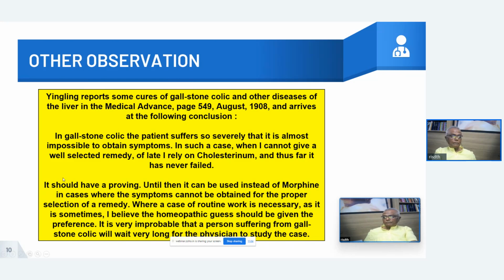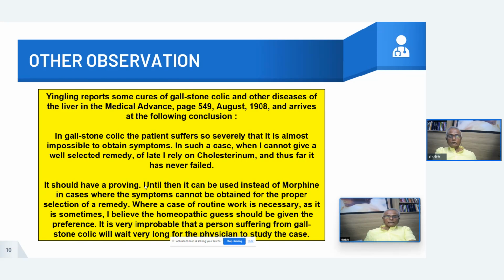So it should have a proving. Until then, it can be used instead of morphine in cases when the symptoms cannot be obtained properly. So now, what does it mean? It only means that the proving is not so complete for this medicine. So it requires more and more proving to get better utility of this medicine. So whatever symptoms are available about this medicine are only random and pathological.